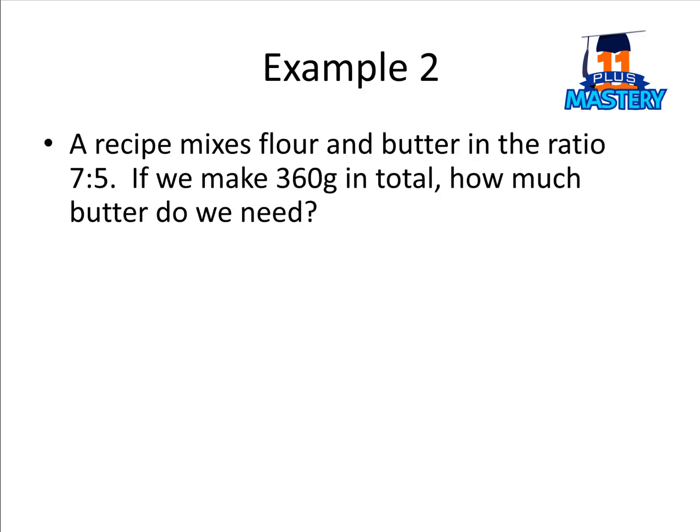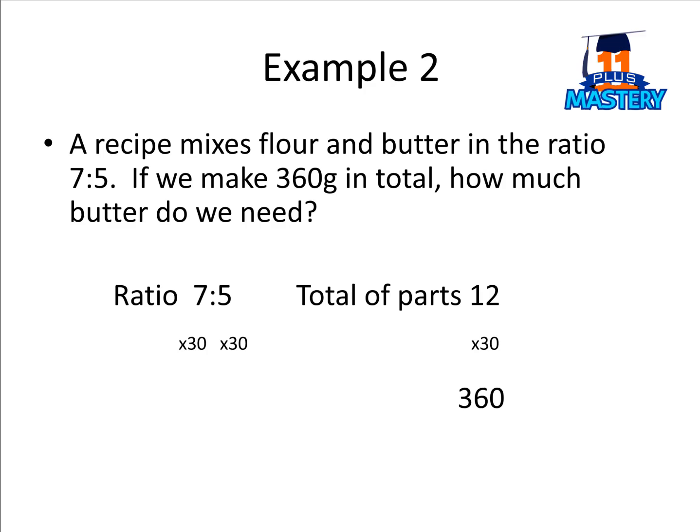Example 2. A recipe mixes flour and butter in the ratio 7 to 5. If we make 360 grams in total, how much butter do we need? Well, my ratio is 7 to 5, giving a total number of parts of 12. Now I know my total is 360. To go from 12 to 360, I multiply by 30. 12 times 3 is 36, so 12 times 30 is 360. So I need to multiply each part of the ratio by 30.